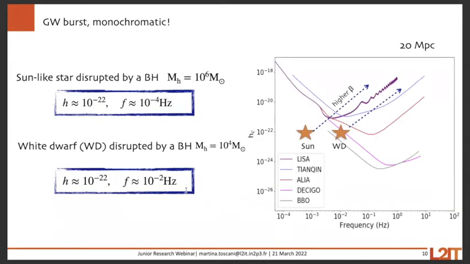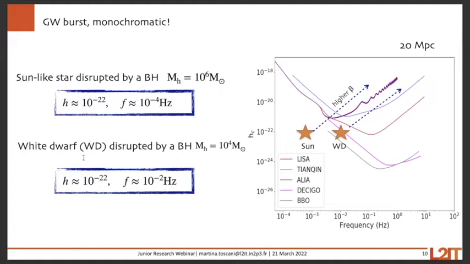In particular, this is a monochromatic gravitational wave burst that, just to give you some quantitative information, if we consider what we call a standard tidal disruption event, which means the disruption of a sun-like star by a 1 million solar mass black hole located at an average distance from us of 20 megaparsec, we have a strain around 10 to the minus 22, with a frequency around 10 to the minus 4 Hertz, a bit higher. Here, I am considering that the penetration factor beta is 1, which means that the pericenter is equal to the tidal radius, that is the maximum distance from the black hole where I still have a disruption.